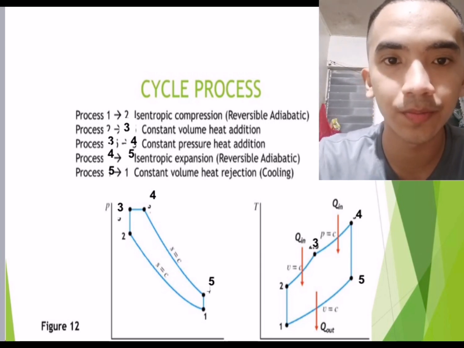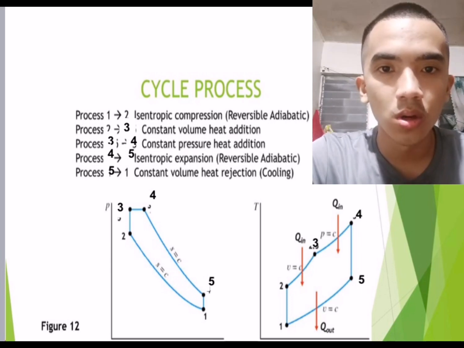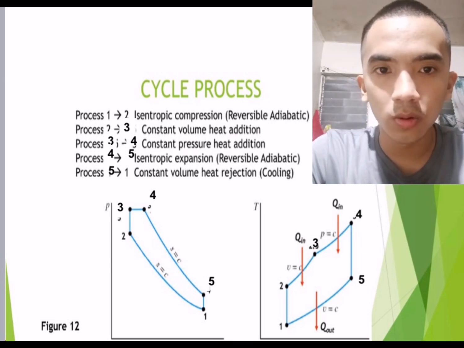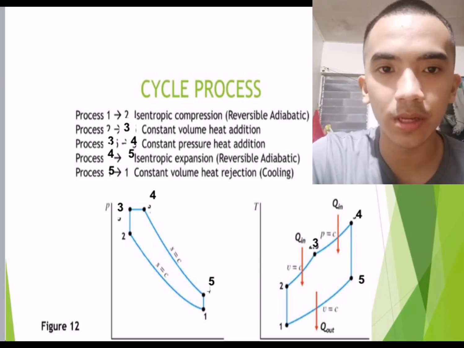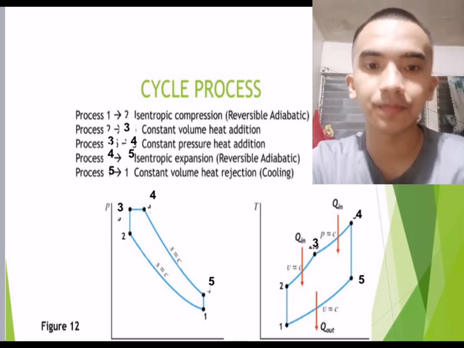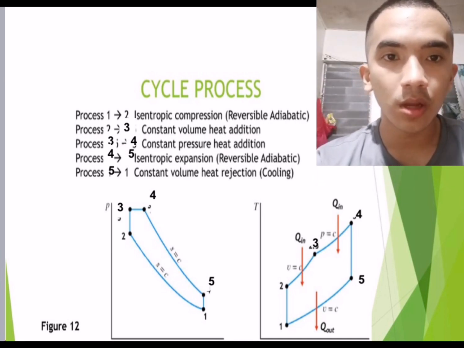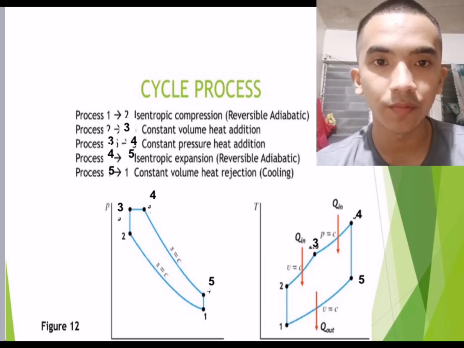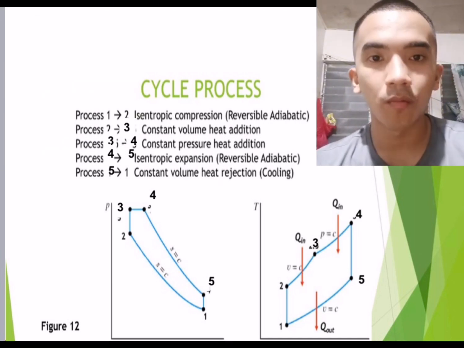The next one is the constant volume heat addition. Heat is added at constant volume from state 2 to state 3, further increasing pressure and temperature. This mimics the initial rapid combustion phase. The third one is the constant pressure heat addition. From state 3 to state 4, more heat is added at constant pressure, increasing volume and temperature. This represents the slower, later stage of combustion.